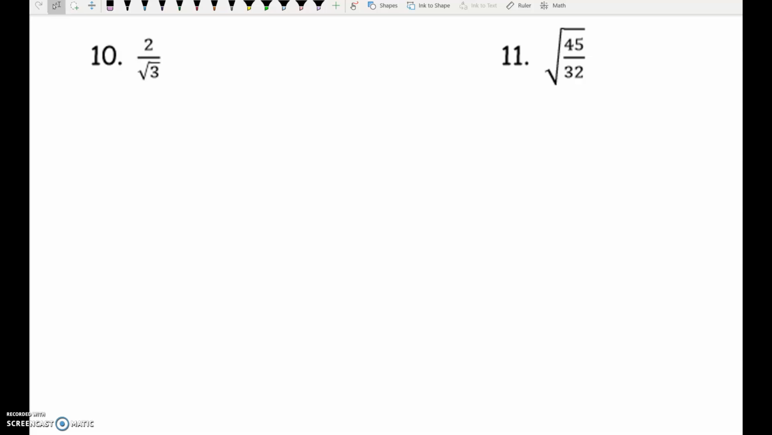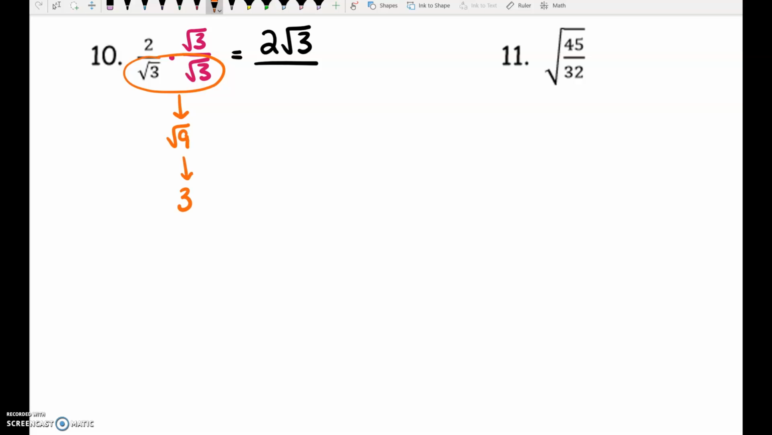So number 10, there's no simplifying that we can do here, but this answer is not good. We need to get rid of the square root on the bottom by multiplying by a fancy version of 1. And that thing that is bad tells us what we need to multiply the top and the bottom by. On the top, we have 2 times the square root of 3. On the bottom, the square root of 3 times the square root of 3 is the square root of 9. And what is the square root of 9? 3. So our final answer is 2 times the square root of 3 over 3.